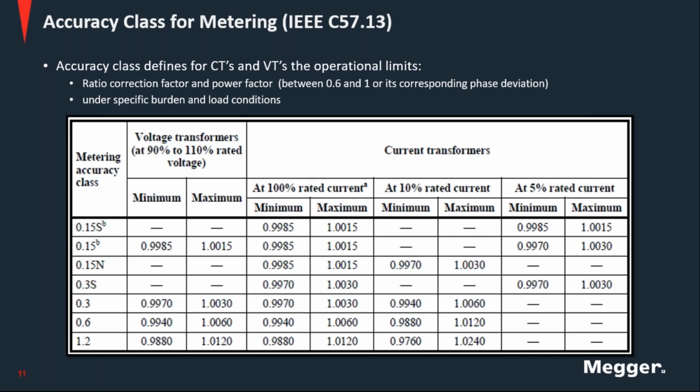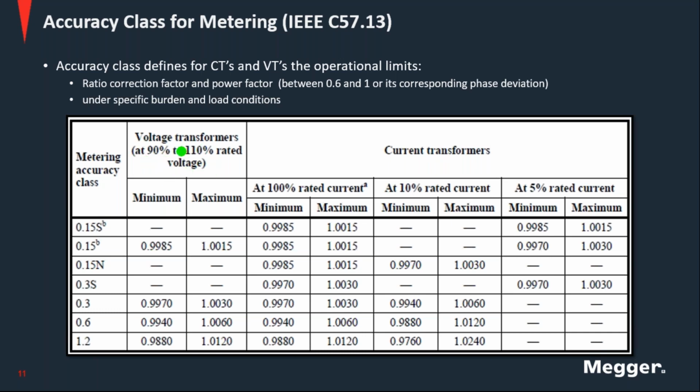So let's look at the table. We have a metering accuracy class definition here: 0.15, 0.15 and 0.3. This is telling us the error magnitude, how big the error can be in the transformation of our primary signal. Of course, this is on the positive side and the negative side, so we have a minimum and a maximum, and we have that for voltage transformers and current transformers. We also see that this is specified for specific load conditions.